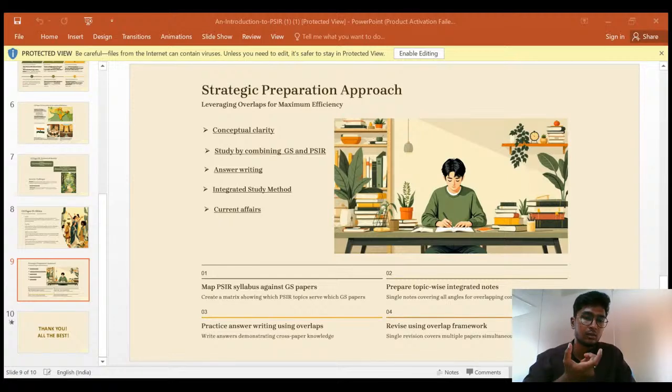This practice of viewing through different lenses will be given by PSIR or the optional, and collecting these current affairs and applying them as examples in the GS papers and PSIR optional is very important. So this is all about the PSIR optional. If you have any doubts, please post them in the comments. We'll discuss them now.